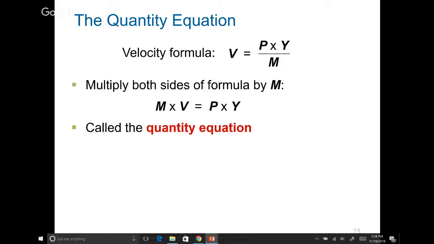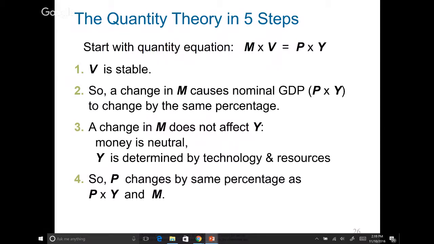So let me write it down. The change in M equals the change in P. What that means is that every time the government increases the money supply, the only thing it does is increase our price level. So back to chapter 1, we said that if the government just prints too much money, it will cause inflation in the economy. Okay, so remember that.